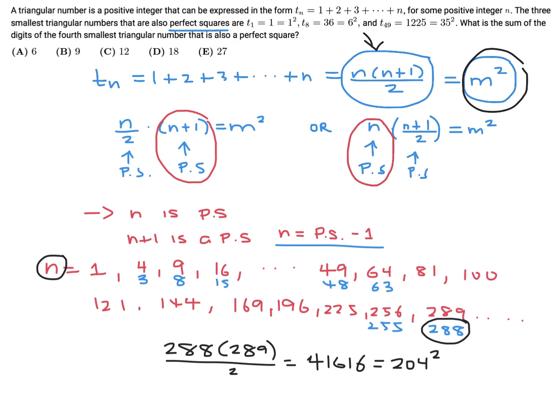And what they want is the sum of the digits of this guy. So the sum of the digits of that would be 4 plus 1 plus 6 plus 1 plus 6, which is equal to 10 plus 8, 18. And therefore, D is the answer to this question.